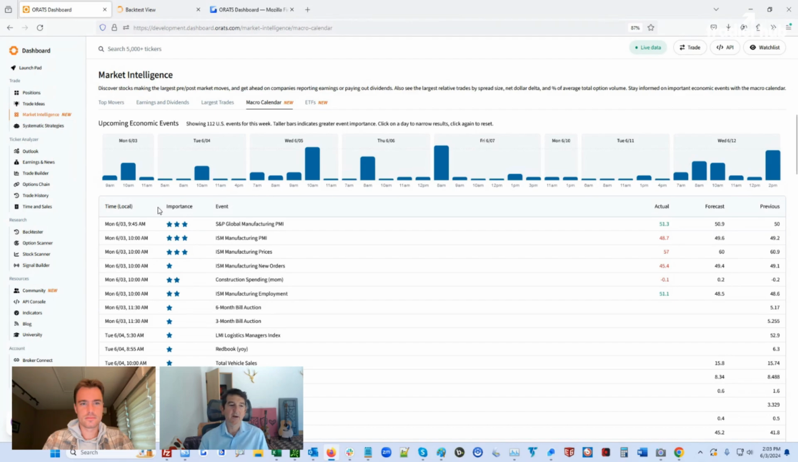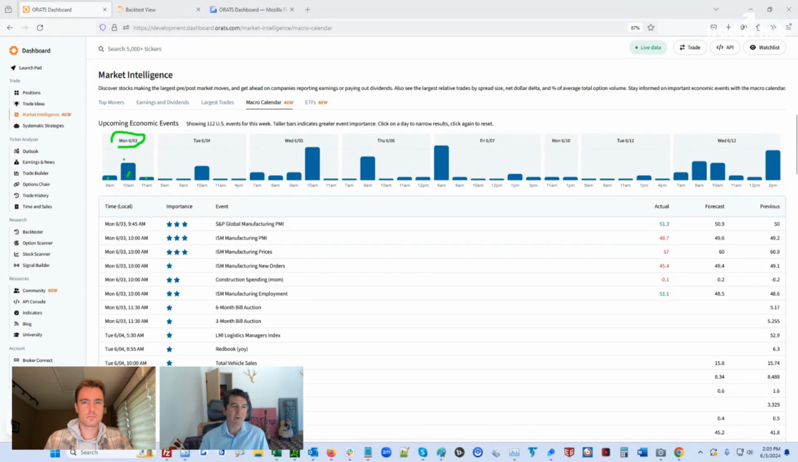So quite exciting. Here, through market intelligence, you go to the macro calendar, and then let me get my drawing tool going. Today's the 3rd, and you can see that we just had a little bit. We score all these events and then graphically show them. So this is a really cool way to think about your trading.